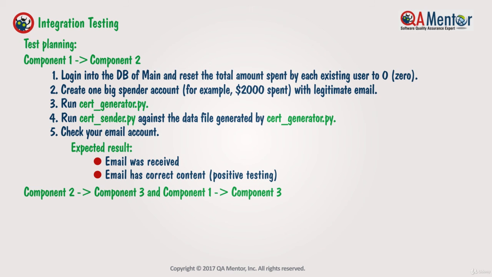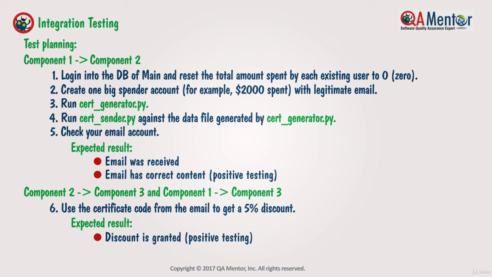Component 2 to Component 3 and Component 1 to Component 3. 6. Use the certificate code from the email to get a 5% discount. Expected result. Discount is granted. Positive testing.